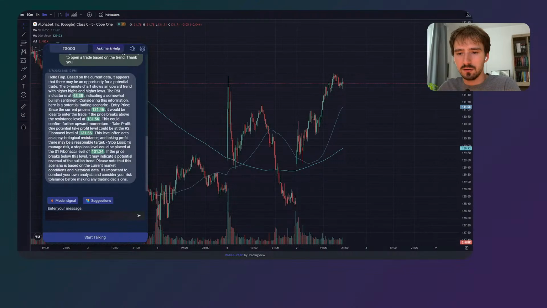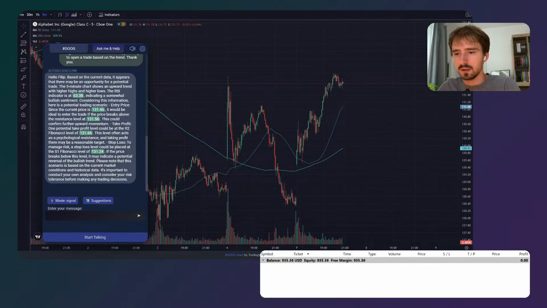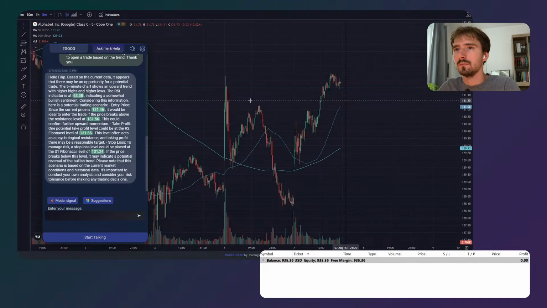Let me switch to stop loss. To manage risk, a stop loss level could be placed at the S1 Fibonacci level of 131.24. All right, nice. So we've got some idea, it's pretty good. I also wanted to take a look at the trades, but we'll do it afterwards. I want to take a look and maybe do some setup here.